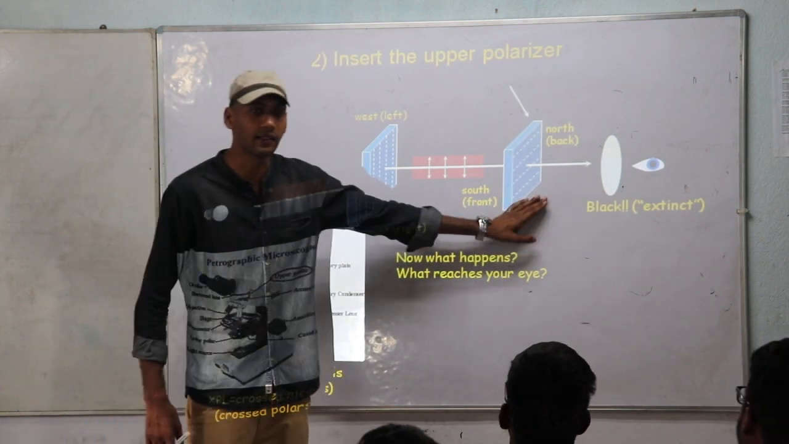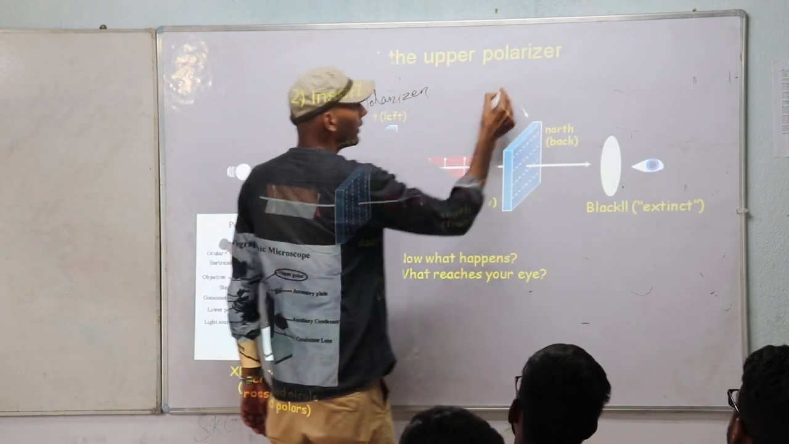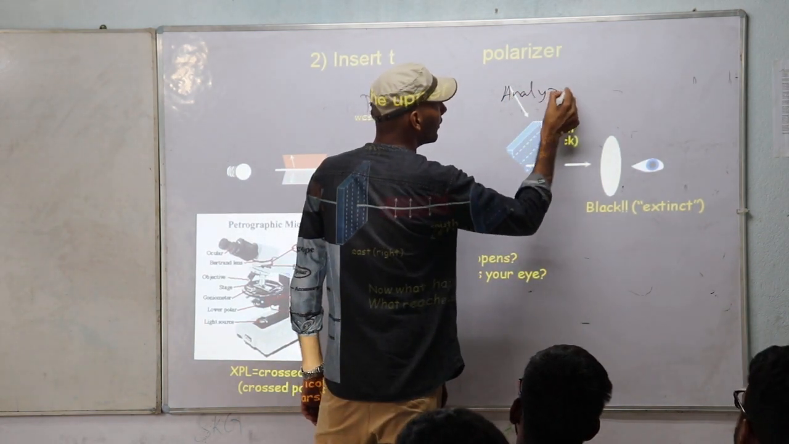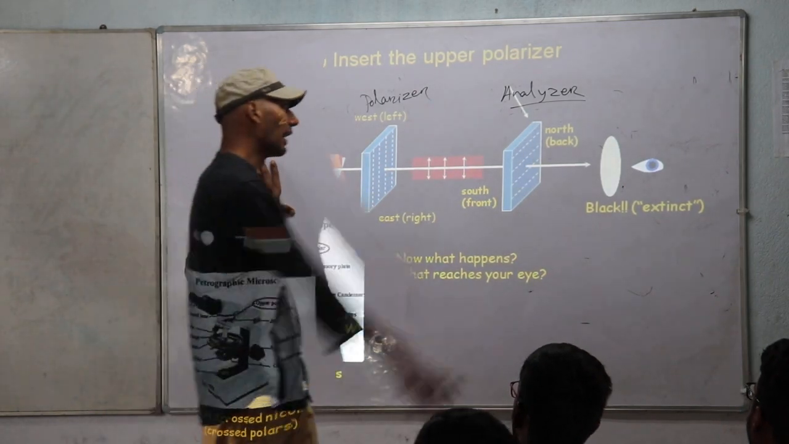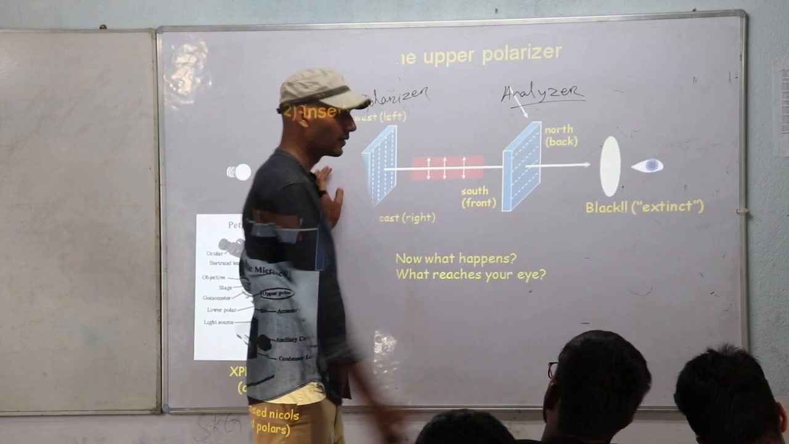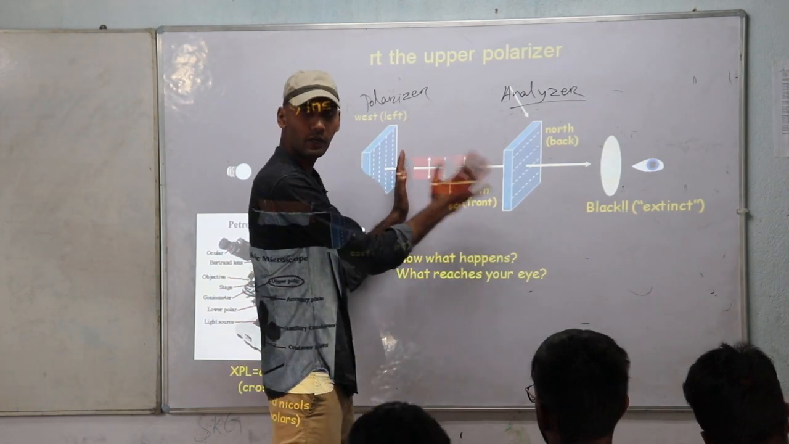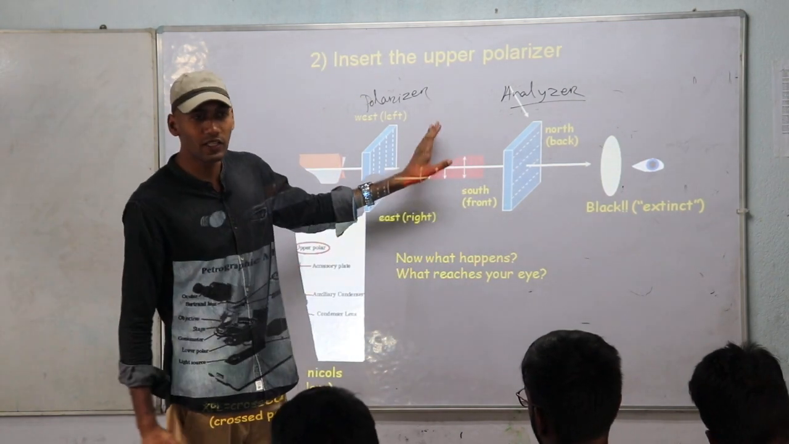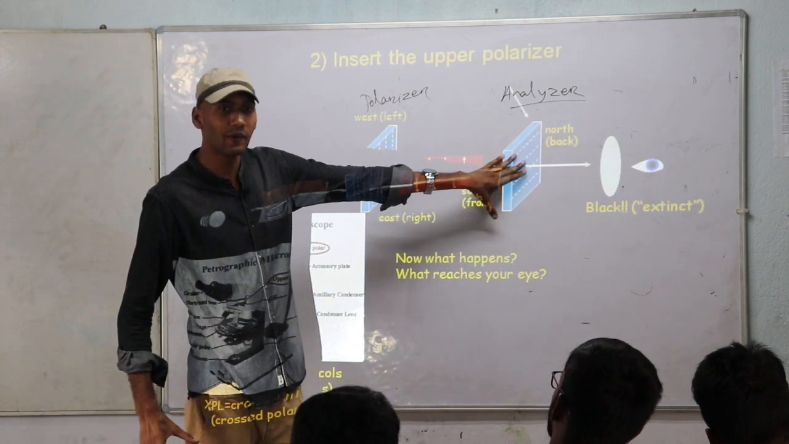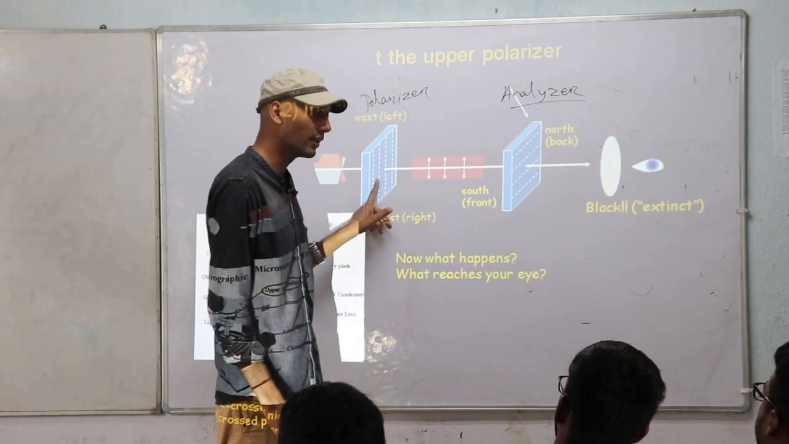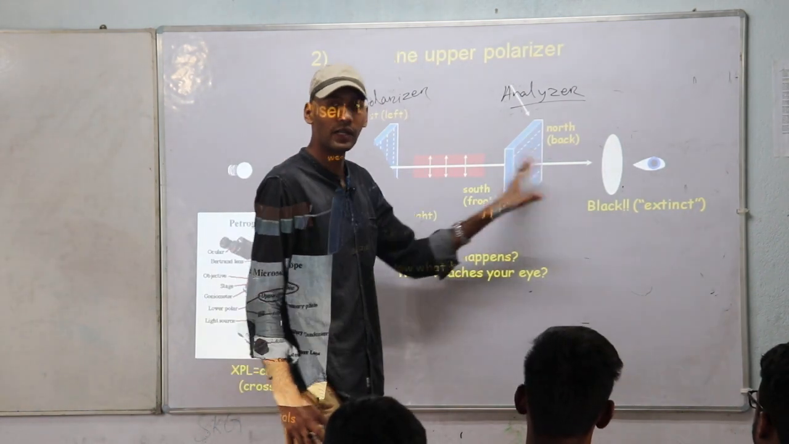If I insert an analyzer, okay, this is the polarizer, this is the analyzer. So what is an analyzer? Analyzer is another polarizer, but it is used above the stage. Polarizer is used below the stage to polarize the light ray, then it falls on the mineral. Here there is no mineral. Stage is obviously there, but no mineral is placed. Over that there is an analyzer. Analyzer is itself a polarizer. Both of them are nickel prism or calcite. Okay. So what happens? The polarizer and analyzer have mutually perpendicular directions of vibration.